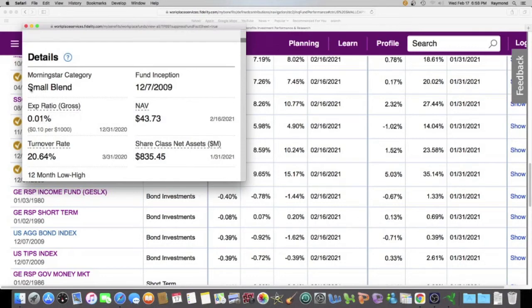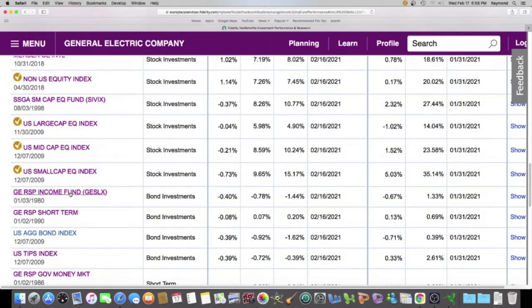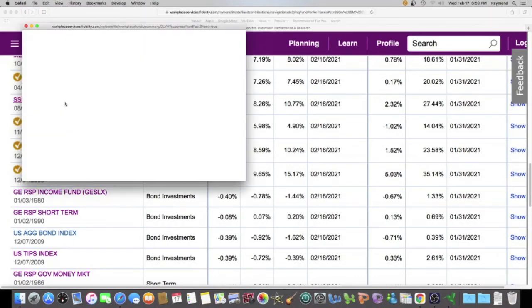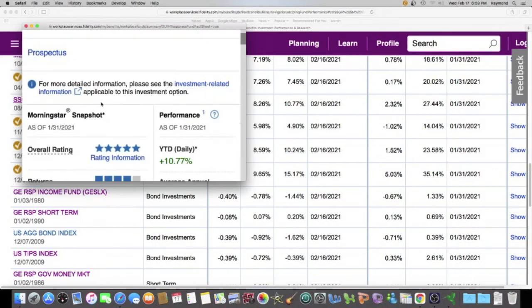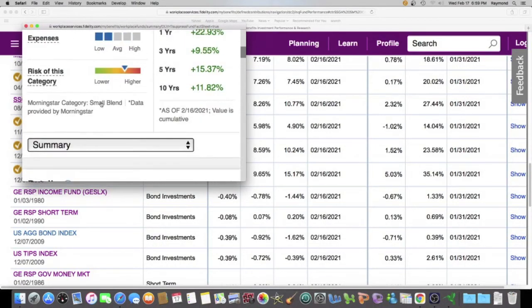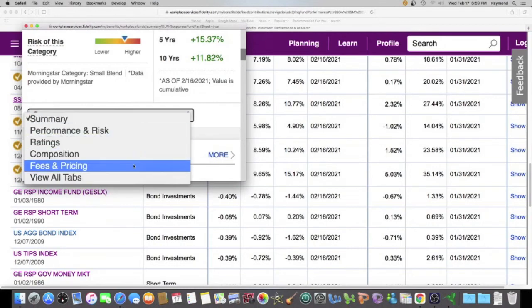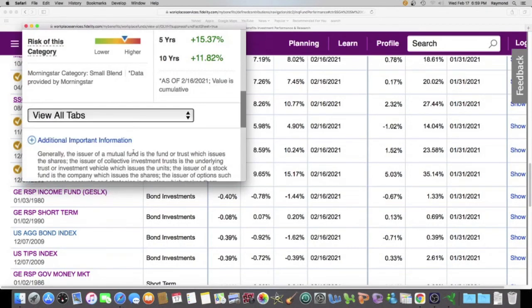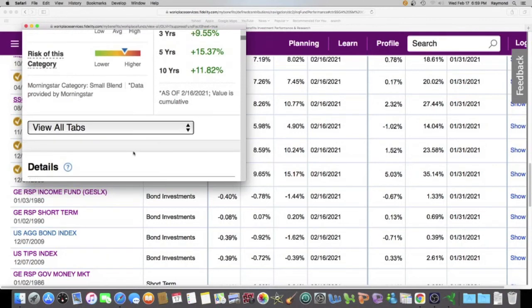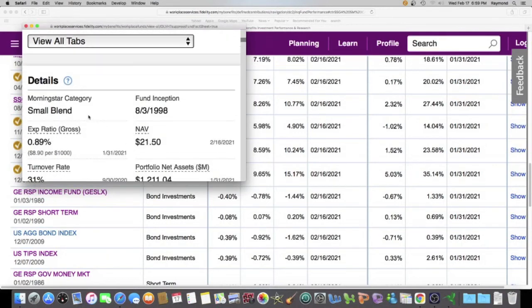And this fund is a small blend fund. So this GE 401k, they have another fund that is also a small blend fund. I am not invested in this fund, but it's small blend. Let's take a look. So we want to do the same thing. View all tabs. And we're doing apples to apples. This is a small blend fund. So both of them are small blend. I am not in this fund.